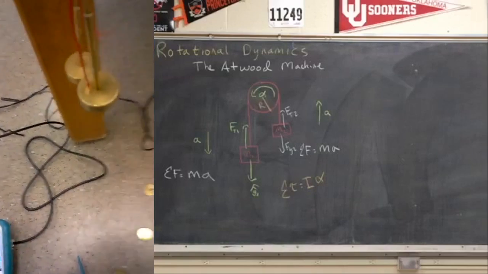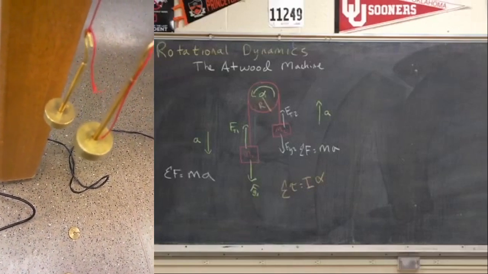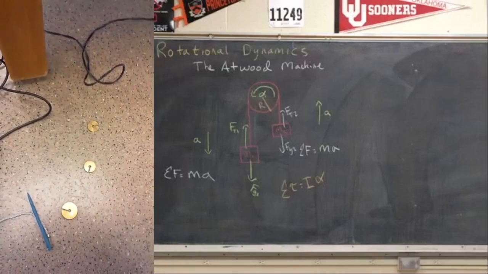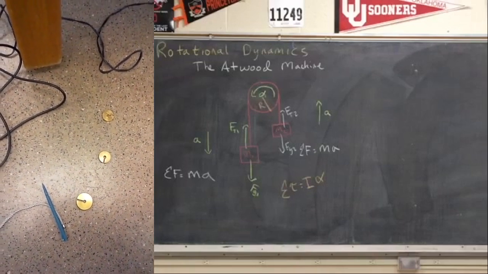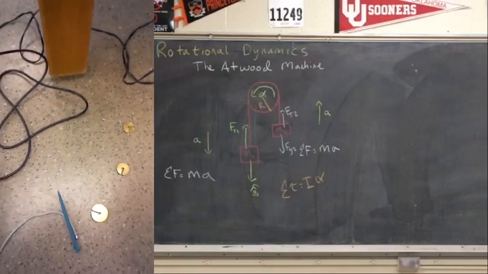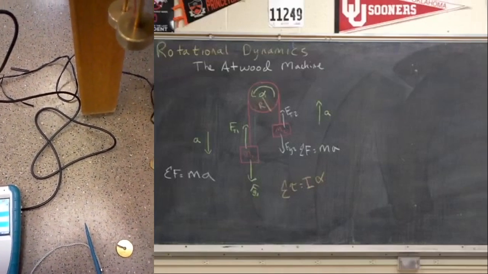And right now we've got two hanging 50-gram masses. What we're going to do is put one of the extra weights. I have a 5, a 10, and a 20. And in class, students did all three. Today we're just going to do the 10. I'm going to load that on one of my sides.